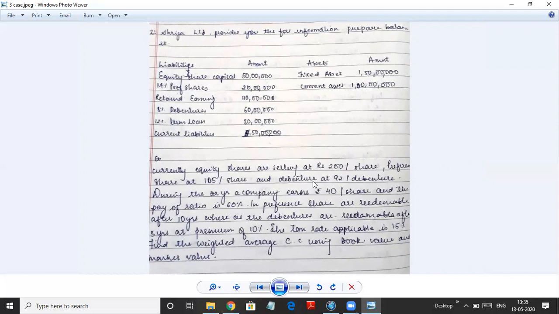So they've not given you dividend. They've given you EPS is 40 and of that 60% we have to pay dividend. Preference shares are redeemable after 10 years, whereas debentures are redeemable after 5 years at a premium of 10%. Tax rate is given and the weighted average cost of capital you have to find.